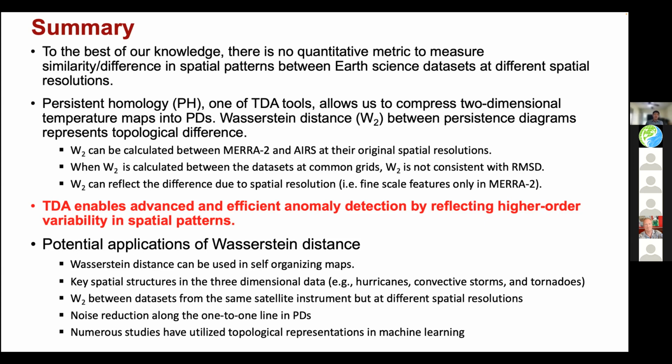And this is, I think, a really important takeaway message. TDA enables advanced and efficient anomaly detection by reflecting high-order variability in spatial patterns. And applying TDA to Earth science data has enormous potential because we can analyze key spatial structures even in three-dimensional sounding data and compare them with some climate simulations.